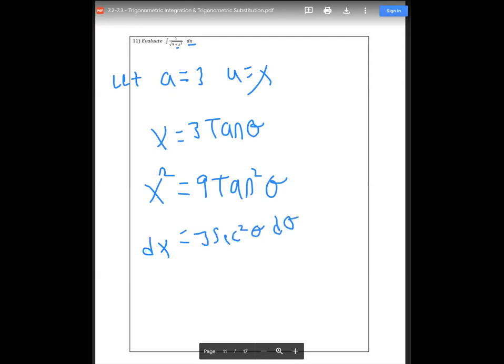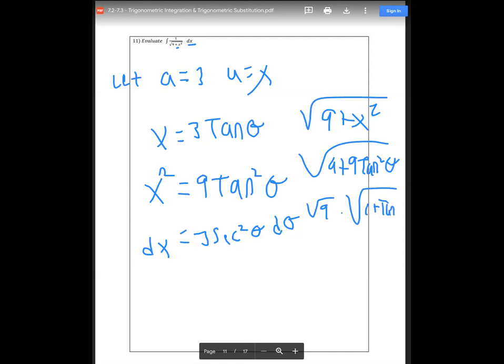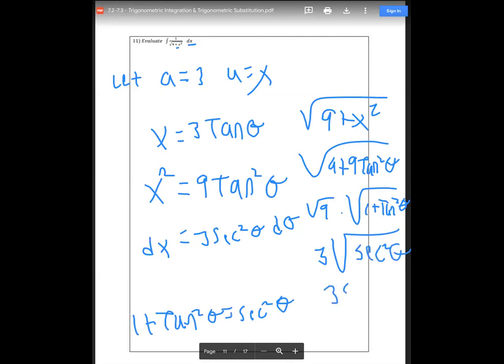And let's do the radical. So the radical is the square root of 9 plus x squared. We know that x squared is 9 tangent squared of theta, so this is 9 plus 9 tangent squared of theta. This just becomes the radical of 9 times 1 plus tangent squared of theta. This becomes 3. And if you remember the identity, 1 plus tangent squared of theta is equal to secant squared of theta. So this we can just turn into secant squared of theta. And this is now just secant of theta. So everything in the radical is 3 secant of theta.